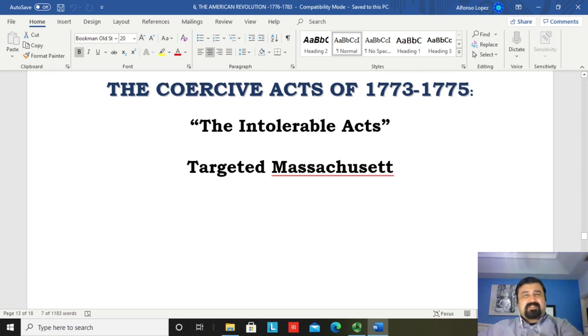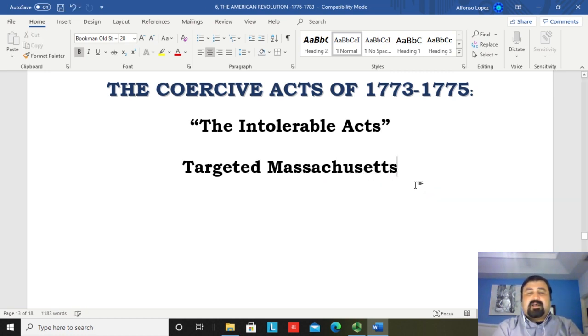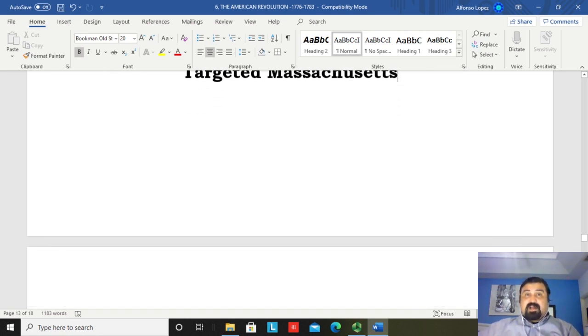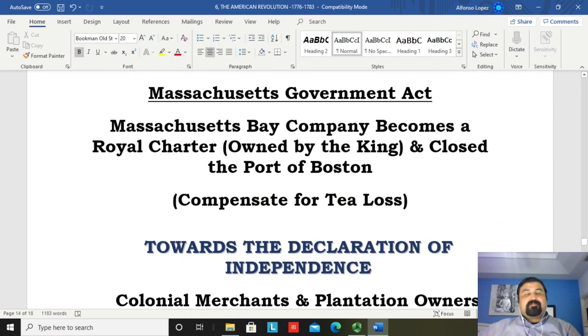British Parliament was passing a series of acts against Massachusetts, and the people of Massachusetts, the colonists, called them the Intolerable Acts. They were unbearable, in other words. They were just so harsh, in other words. And once again, this targeted the Massachusetts colony. This is not to say that the other colonies are not going to be affected, but what the British are doing is making an example, that what will happen to Massachusetts can potentially happen to the other colonies if the other colonies behave in a similar manner to Massachusetts.